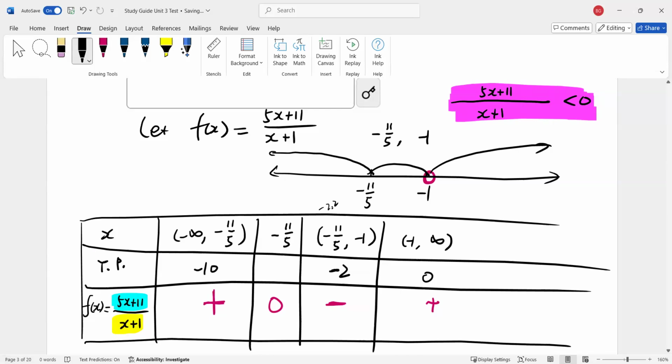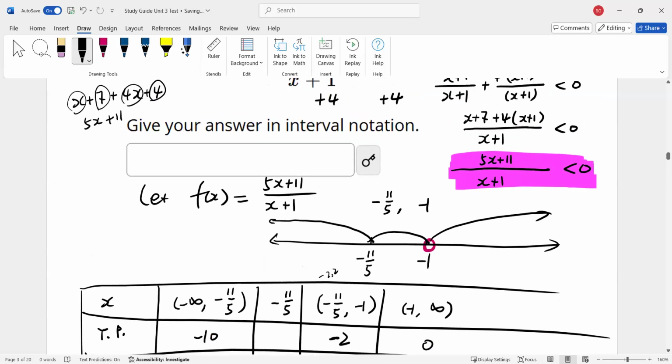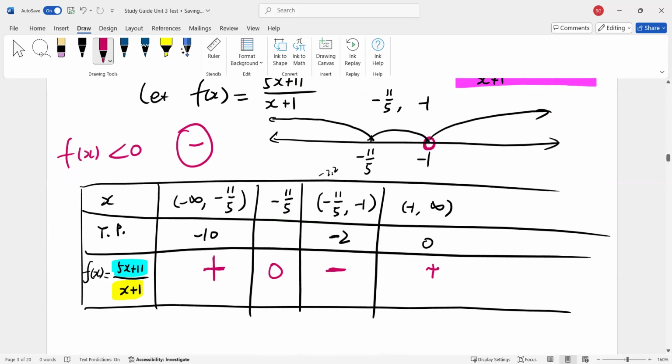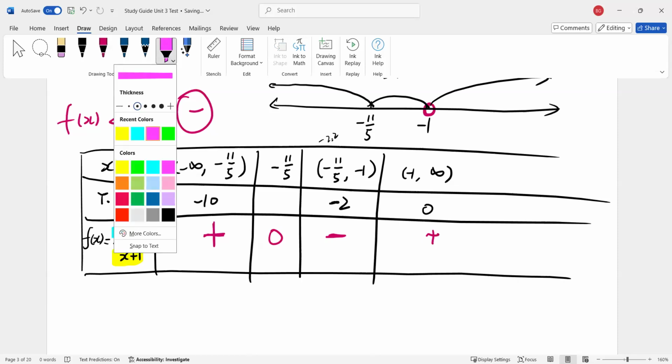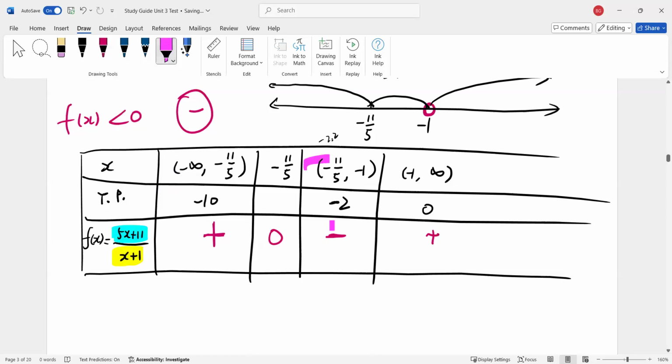So that's the sign of the function in the three intervals, also the 0. And what are we looking for? Look at the top right. We are looking for intervals or values to make f of x strictly less than 0. So we only concern the intervals where the function is negative. Let's see. Function is negative. Okay, this one is negative, right?